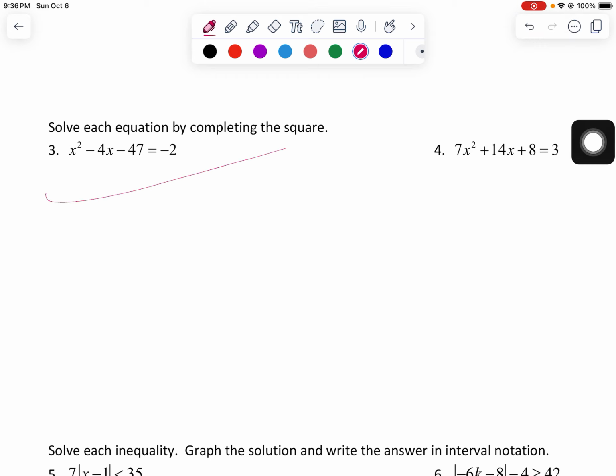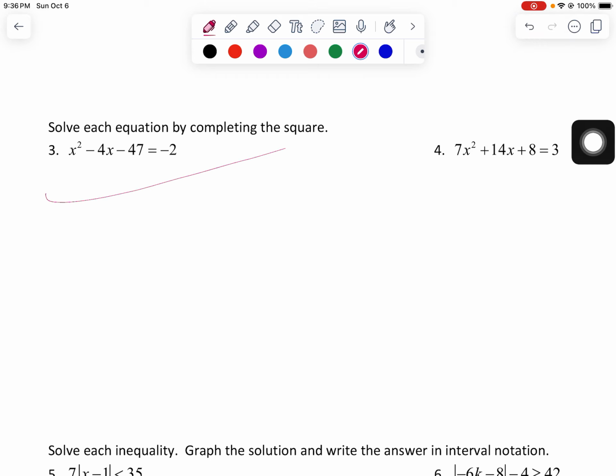So I'm going to do half of the b value. So -4 chopped in half is -2. Square that gets me a +4. And I'm going to add 4 to both sides. So the left side can be factored as x minus 2 squared. The right side here turns into 49. All right, so that's completing the square.